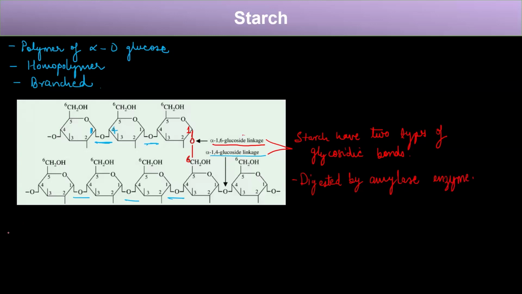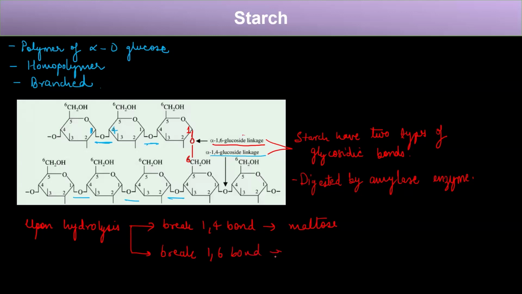Now, what will we find upon hydrolysis of starch? It depends on what kind of bond is breaking. Upon hydrolysis, if you break the 1,4 glycosidic bond, then you will get maltose. And if you break the 1,6 bond, then you will get isomaltose. So in the first round of hydrolysis, you will get this much structure together. When you further hydrolyze it, you will get glucose. That's true. But if you hydrolyze the first time, you will get a structure something like this.